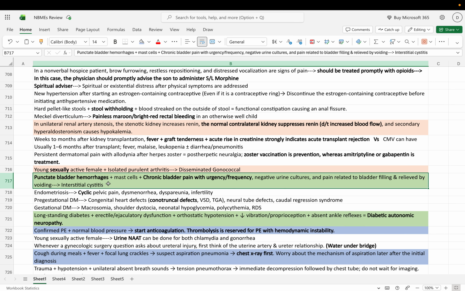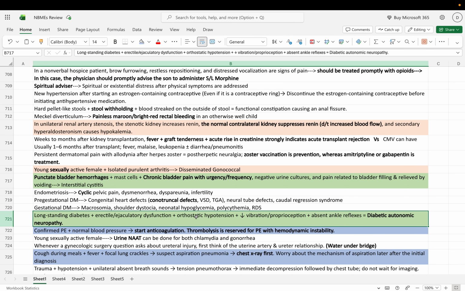Punctate bladder hemorrhages plus mast cells plus chronic bladder pain with urgency or frequency, and the cultures are negative. Pain related to bladder filling and relieved by voiding. Think of interstitial cystitis.